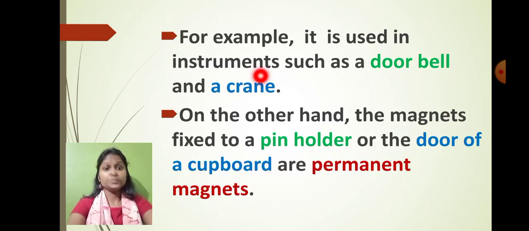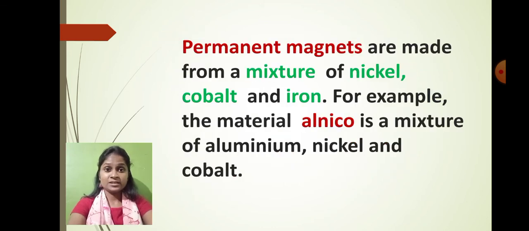For example, you can see that instruments like the doorbell, the crane, the pin holder, the door of the cupboard, they all use the permanent magnet, right? So now what do you mean by the permanent magnet? The permanent magnets are those magnets which are made from a mixture of nickel, cobalt and iron.